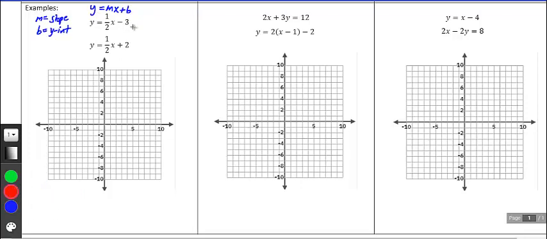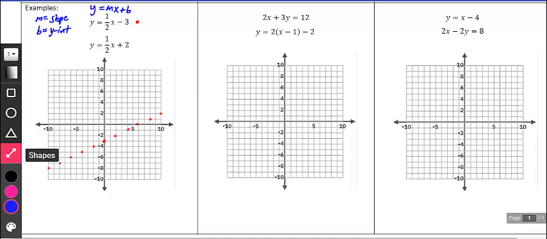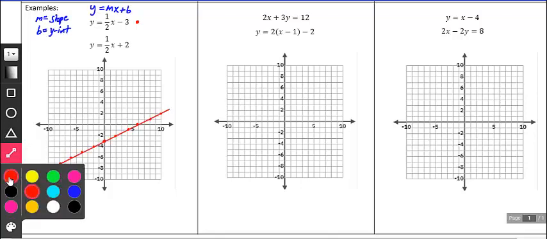I'm going to use a red line for this, and I'm going to start at the y-intercept. So -3 on the y-axis. Slope of 1/2 means we're going to go up 1 over 2. Up 1 over 2. When we are solving systems graphically, we want to get as many points on this graph as we possibly can. And then we'll draw that in. All right.